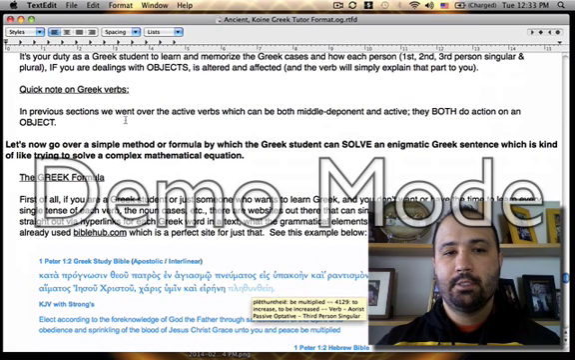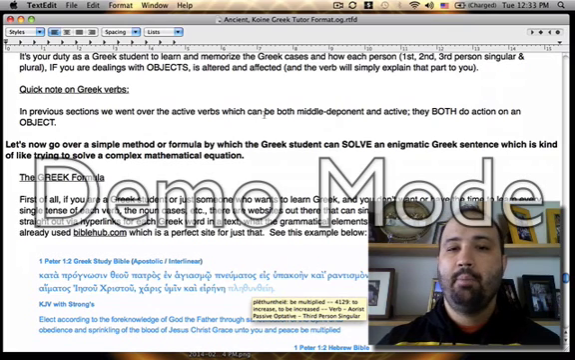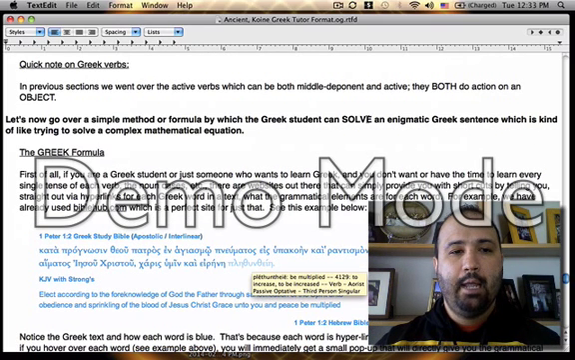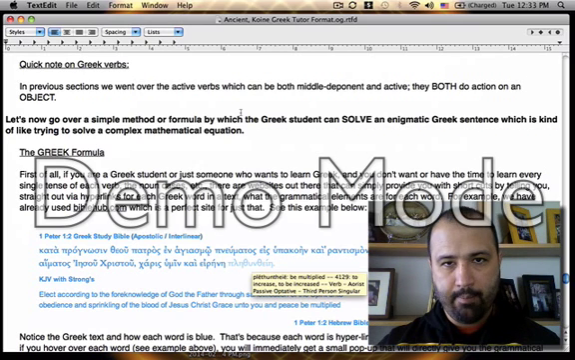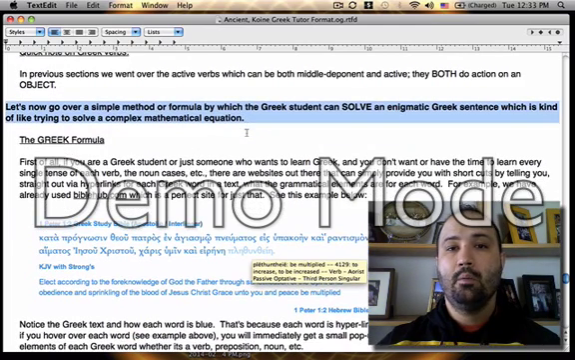In previous sections, we went over the adjective, the active verbs, which can be both middle, deponent, active. They both do an action on the object, correct? All right, so in our next lesson, we're going to go over a simple method or formula by which the Greek student can solve an enigmatic or confusing sentence, which is kind of like trying to solve a complex mathematical equation, because that's really what Greek is. It's like solving a mathematical formula.